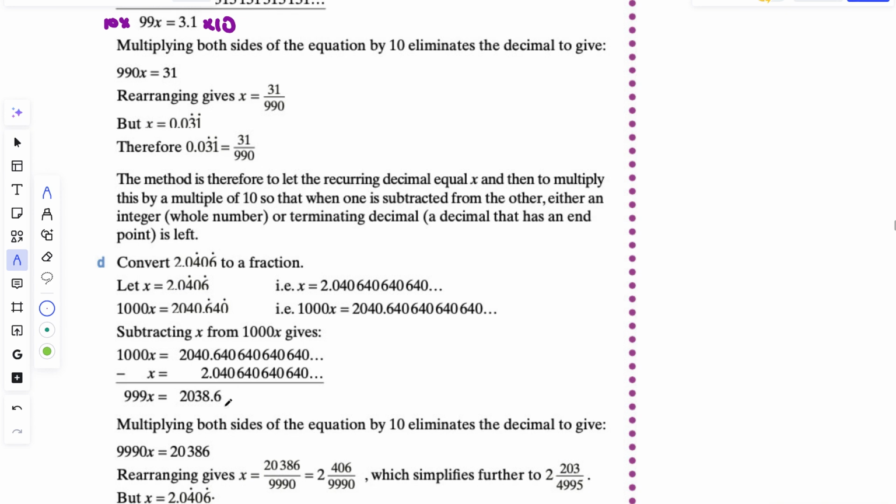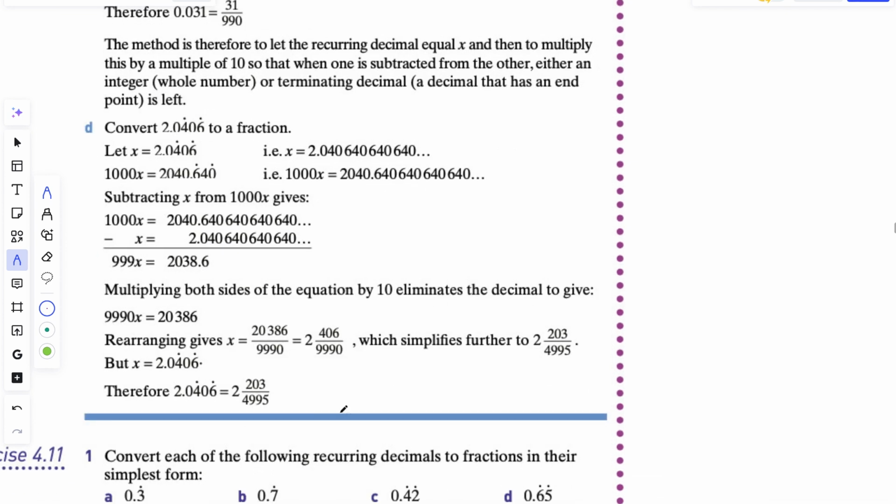So I will still multiply here by 10. I also multiply here by 10. So I'll get 9990, and then I will get this. Then I will make this one the subject by saying x equal to this divided by this, and then we'll get this, and we simplify to the lowest term. We'll get this number. Okay.